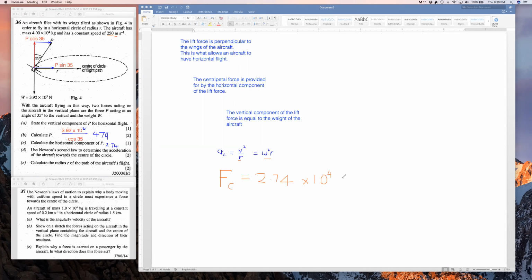And this is the way. FC is equal to M by AC. So it's just a matter of, is this 10 to the 5? I think it's 10 to the 5. 2.74 by 10 to the 5, not by 10 to the 4. FC is equal to M AC. So you just divide this by the mass, and they've given the mass to be 4 by 10 to the 4. So that's pretty straightforward. The answer for the centripetal acceleration is 6.86 meters per second squared.